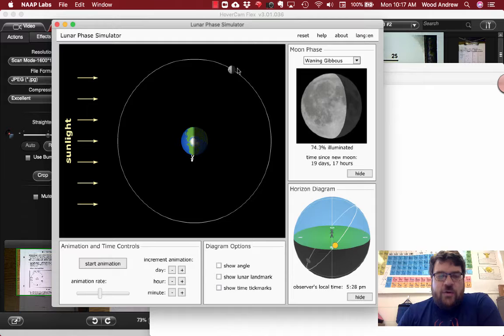Does the actual amount of sunlight reaching the moon change? No. Half the moon is lit up at any one point in time, just like half the Earth is lit up at any one point in time. The moon phase is dependent on what we can see. So take a look right now. Here is our moon phase.